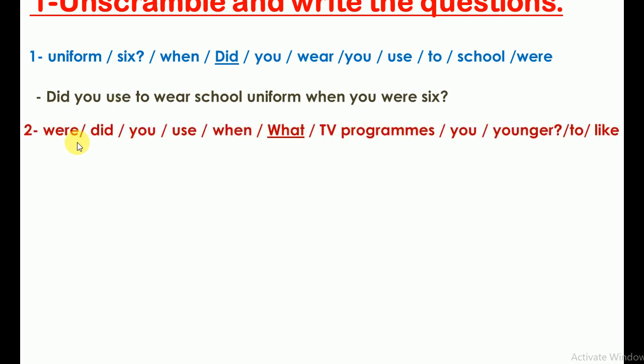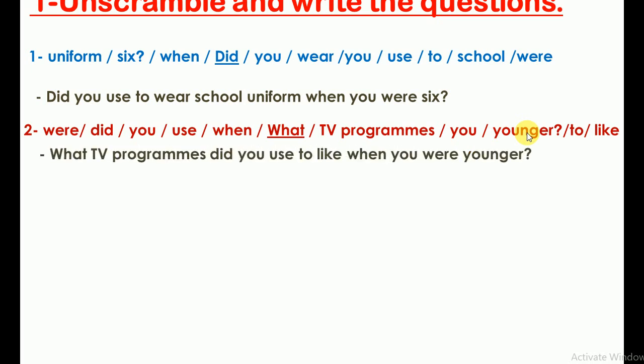Number 2. The first word is done for you. What? What is the last one? Excellent. Younger. So what is the correct answer, guys? Excellent. Good job. What TV program did you used to like when you were younger? Excellent.